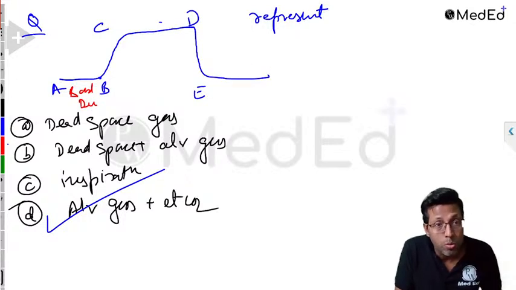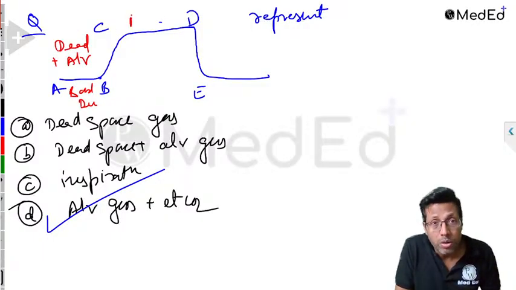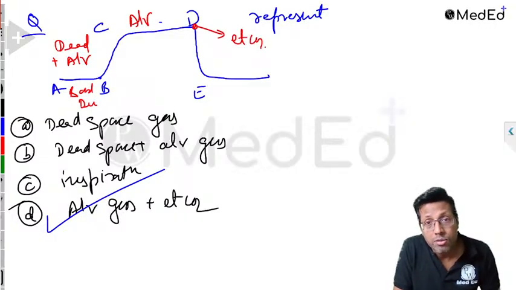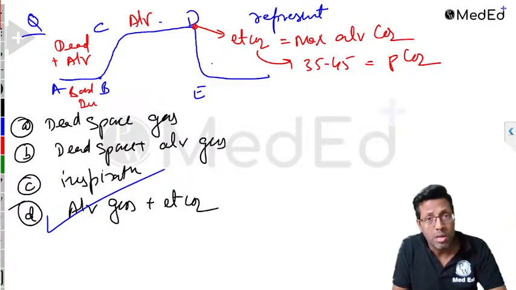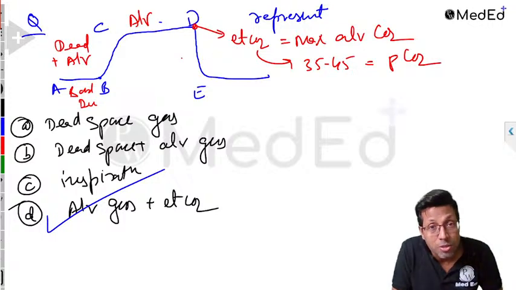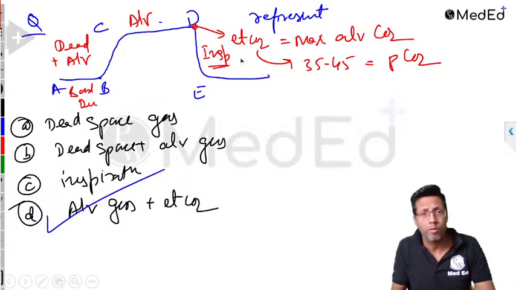So this line B to C is basically your dead space gas plus the alveolar gas mixed together. C to D is the alveolar gas, and this point D is called EtCO2, end-tidal carbon dioxide. This is basically the maximum alveolar carbon dioxide. Remember, the EtCO2 value is 35 to 45, which is almost the same as PCO2. Then when the graph goes down, it means there is no carbon dioxide, and inspiration is happening. So D to E is inspiration. Clear? I think all of you have given me the correct answer.